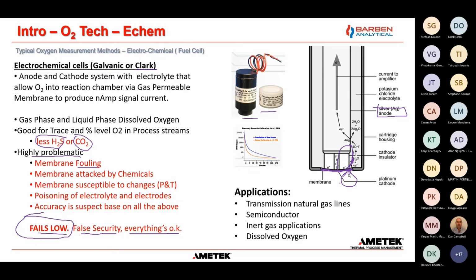So that's what's going on here with this galvanic and Clark cell. The applications that it is used in and good for: it is good for transmission natural gas lines. I say transmission because that's where we've already cleaned up the natural gas, removed the H2S, CO2, and the moisture. And they work very well in those applications.